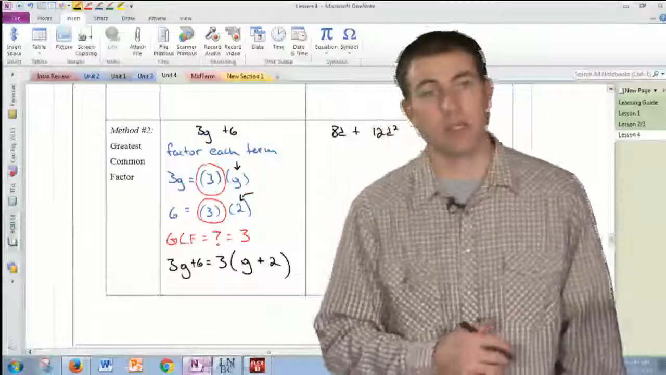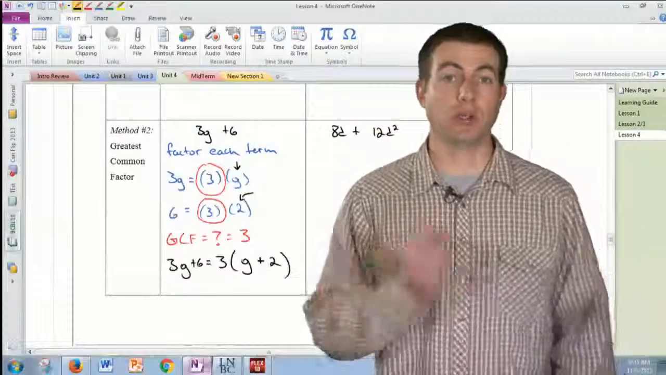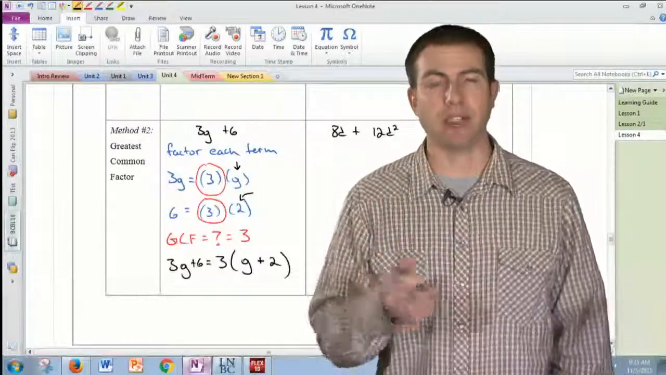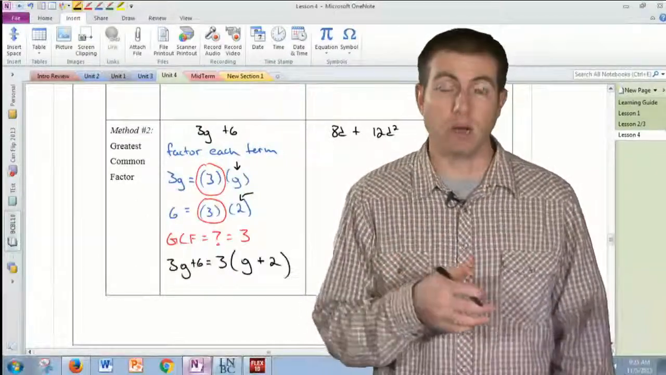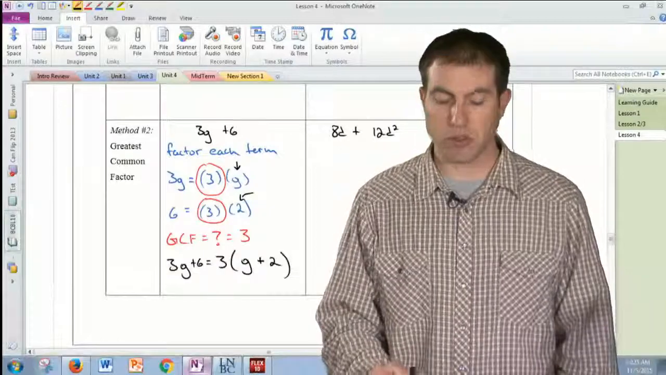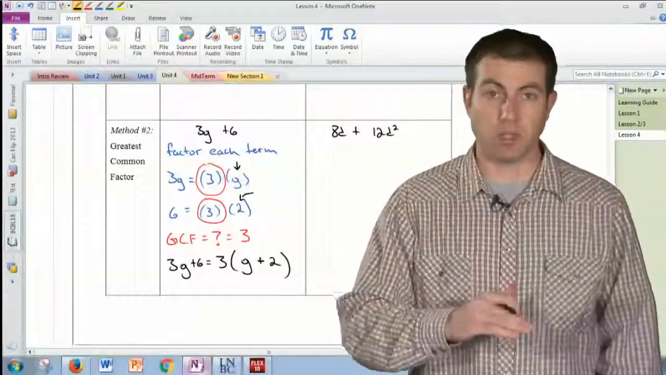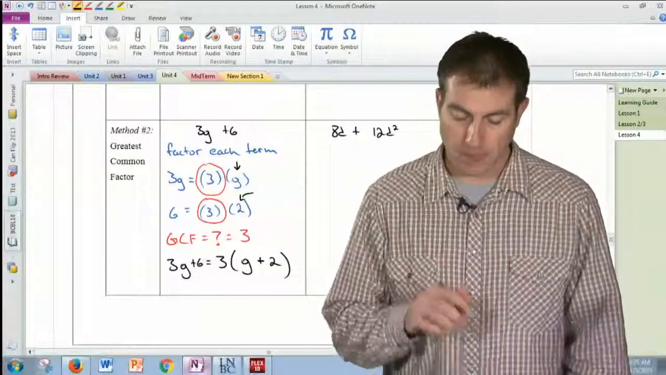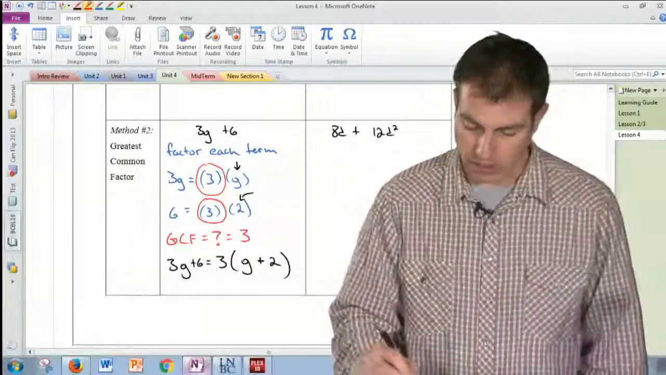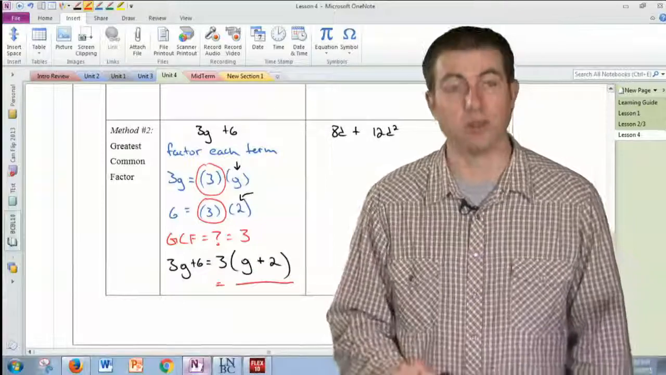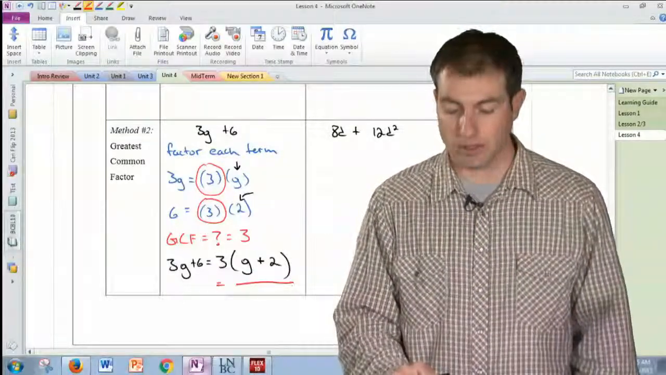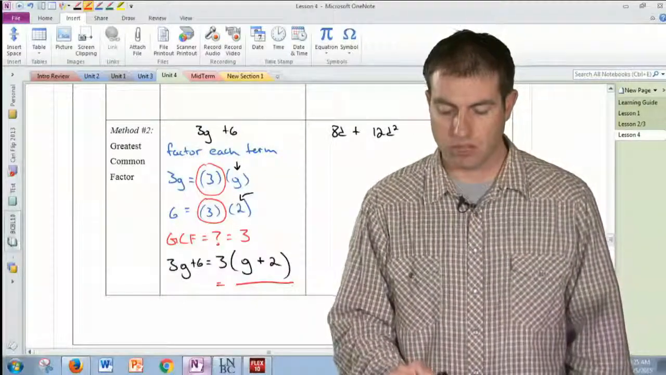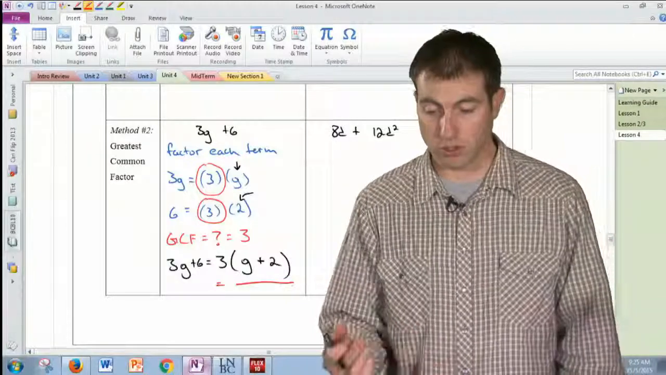So what I've done is I've just pulled out a 3 because the 3 was common. It was the greatest common factor between my two terms. I can pull it out and then just write it as a multiplication. Remember, factoring is the opposite of multiplication. I have to end up at the same spot I started with. It just looks different. So this is how I write it. I just write it as 3 times g plus 2. And that is that factored. So that was kind of a straightforward example.